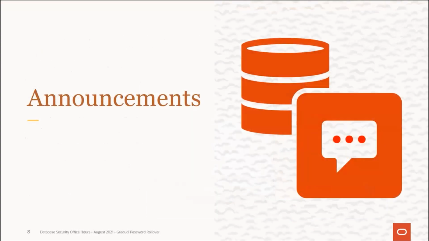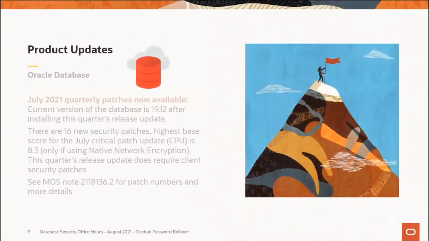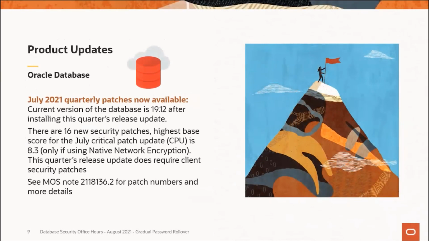Before we dig into today's topic, just a couple of announcements. The first one is we did release the July 2021 quarterly patch update. That brings, if you're on 19c, the version up to 19.12. And again, this is how we get to Gradual Database Password Rollover, which after you see Alan's presentation, you're going to want to use this.